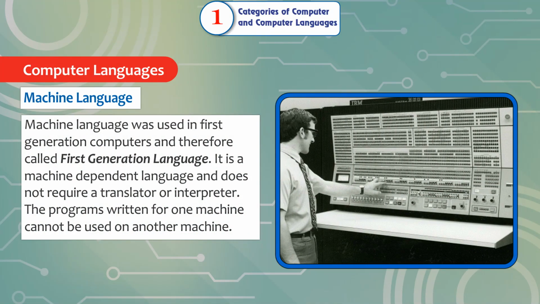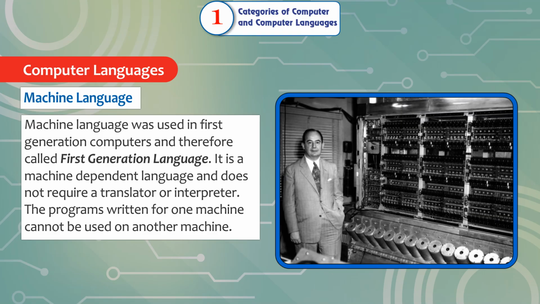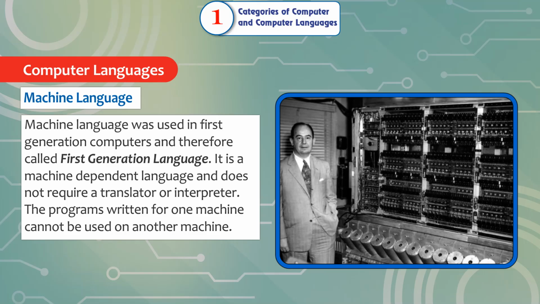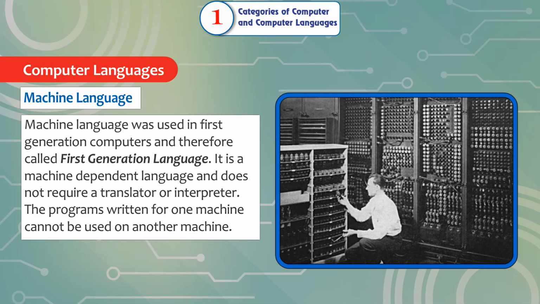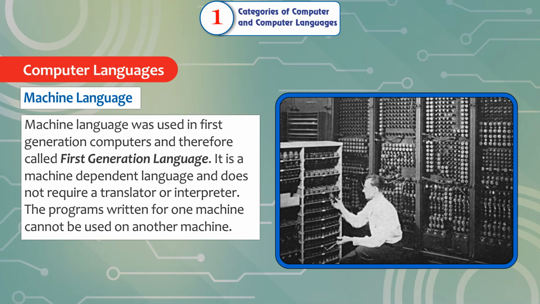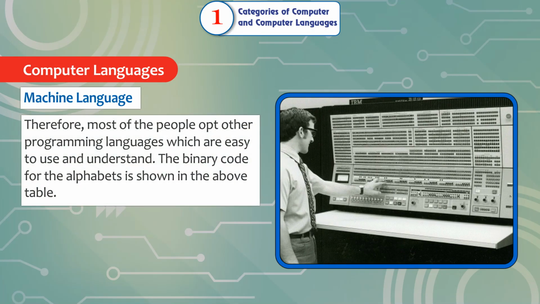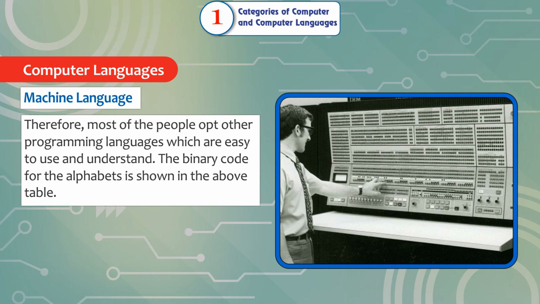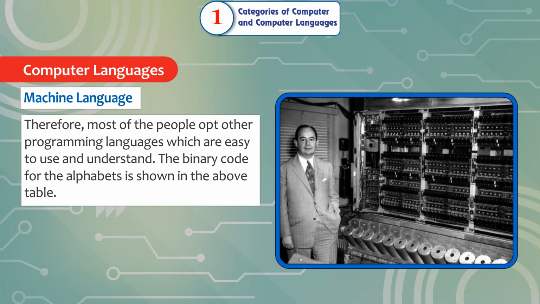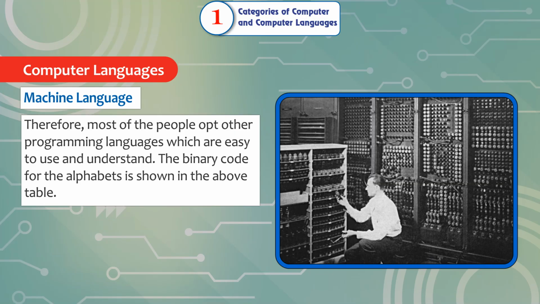Machine language was used in first-generation computers and therefore called first-generation language. It is a machine-dependent language and does not require a translator or interpreter. The programs written for one machine cannot be used on another machine. Therefore, most of the people opt for other programming languages which are easy to use and understand. The binary code for the alphabets is shown in the above table.